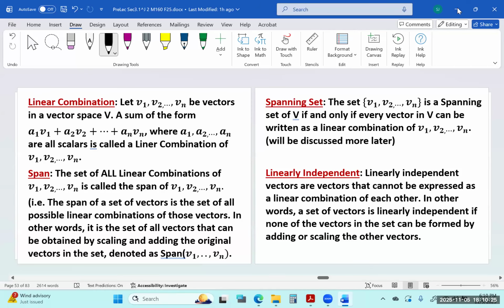Span is the set of all linear combinations of the vectors that span your entire space. The set V1 to Vn is a spanning set of V if and only if every vector in V can be written as a linear combination of all these vectors. Linear independent means you cannot write one of them in terms of the other ones.